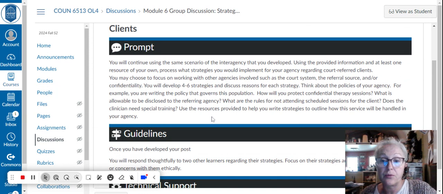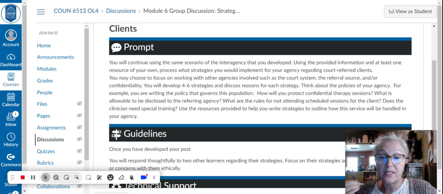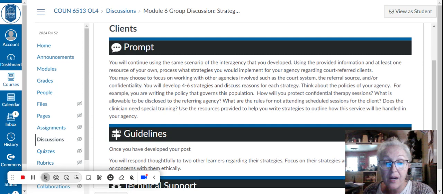So what you're going to do with your discussion board is you're going to maintain the same agency information that you've had, and you're going to talk about what are 4 to 6 strategies. Now, I know you'll hear this a lot in the lecture, but when we talk about strategies, we are talking about those rules and regulations, policies that we all have to go by.